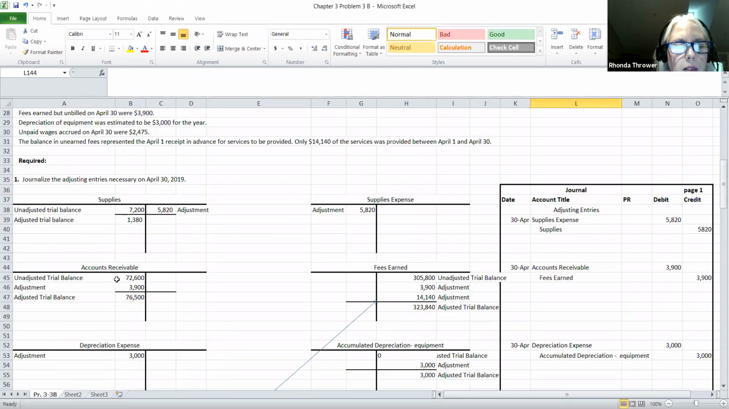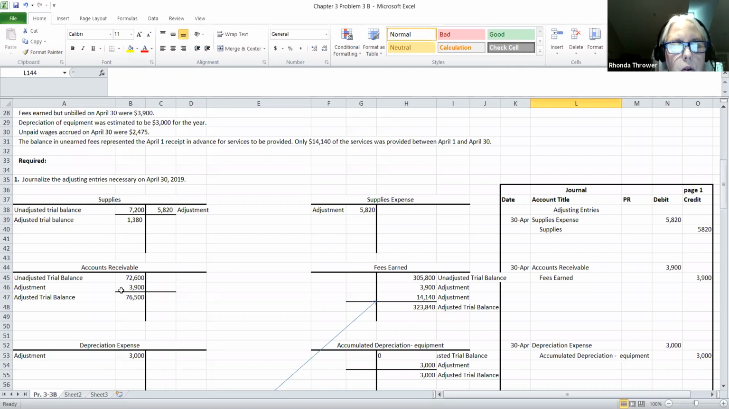I just put that in as the unadjusted balance. You're going to need to update this accounts receivable because we've got some fees earned, but we're unbilled. So we need to send them a bill. And when we send them a bill, we're going to put that as an increase to our accounts receivable. Accounts receivable is an asset account, and assets increase on the debit side. So my adjustment portion of this is for $3,900 that will increase my accounts receivable.